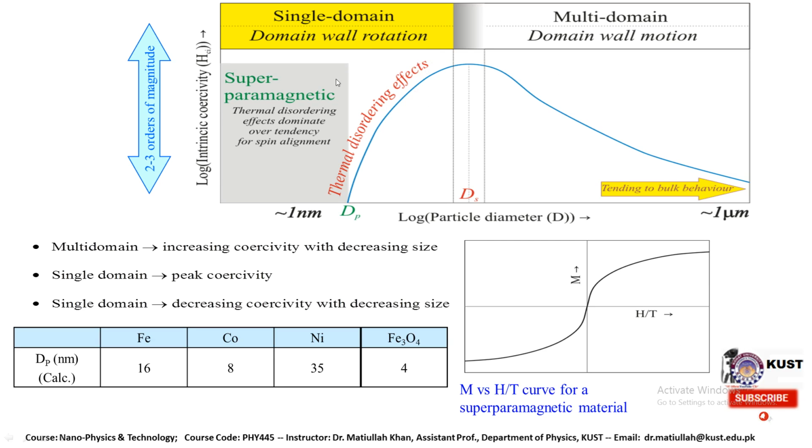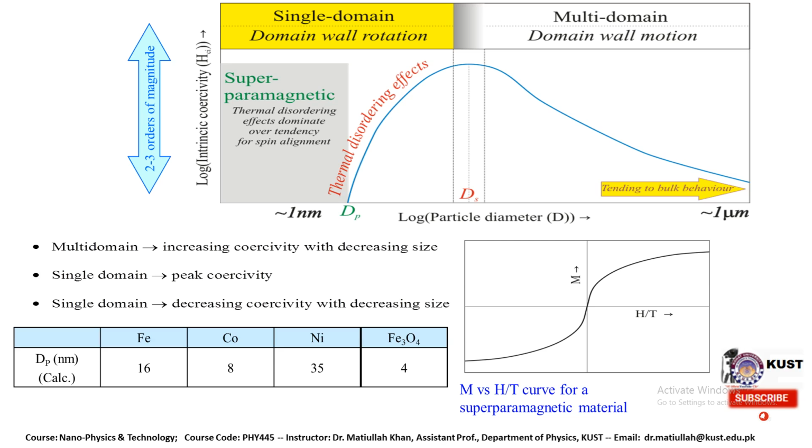So here we have single domain wall rotation, and here we have multi-domain wall rotation, but this is the curve showing that in the case of multi-domain there is increasing coercivity with decreasing temperature. If we see the multi-domain walls, then by looking at the curve we can find that there is increasing coercivity with decreasing particle size.